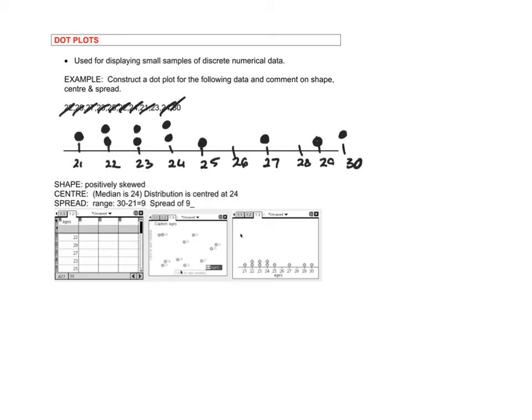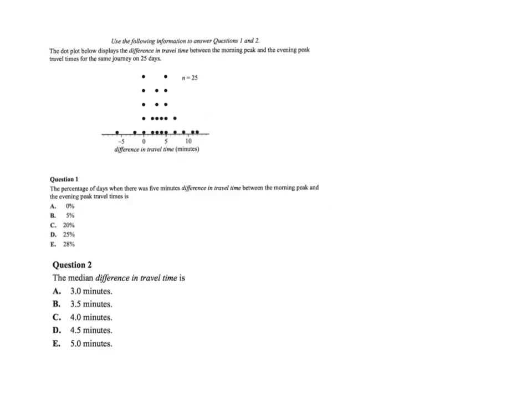If you've got to do one in an exam, make sure it's ruled. We would be looking for a ruled, evened out number line underneath and the dots and things like that, and also labelled. All right, let's go through a few exam questions to see how a dot plot comes about.